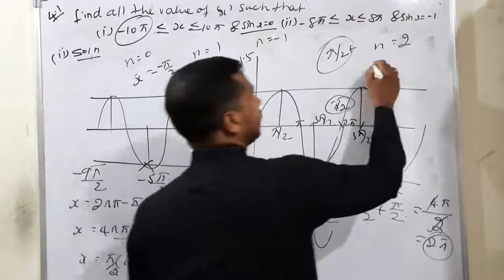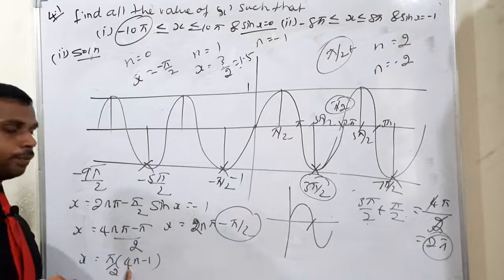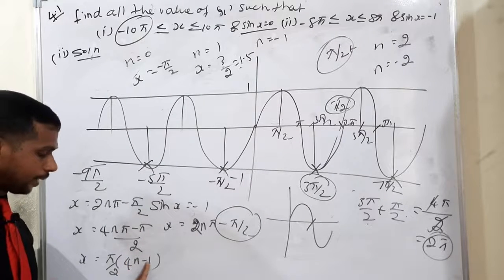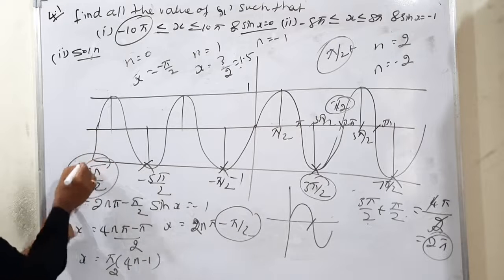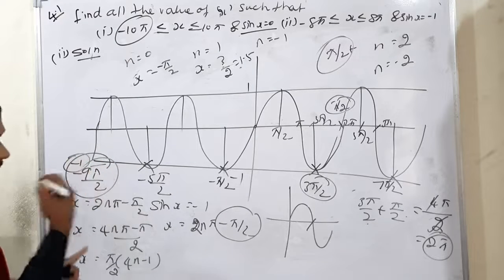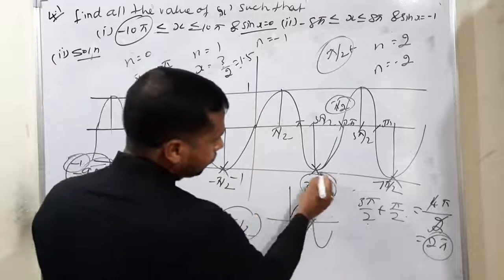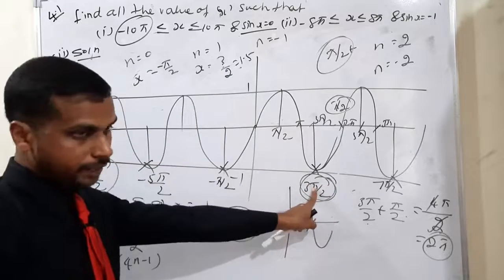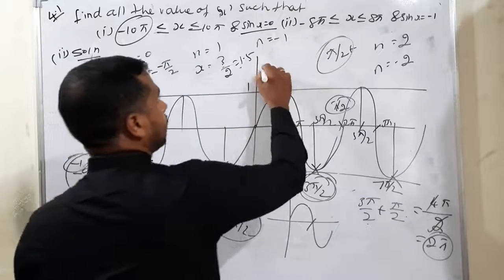Next one, n is equal to minus 2 means what will happen? Minus 2 means 4 into minus 2 means minus 8. Minus 8 minus 1 means minus 9 pi by 2. Look at there, minus 9 pi by 2, it's within the interval of minus 8 pi to positive 8 pi. Next case, so this is also 3 pi by 2. Already we found 3 pi by 2, it's meeting on minus 1.